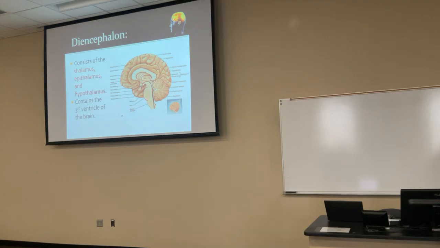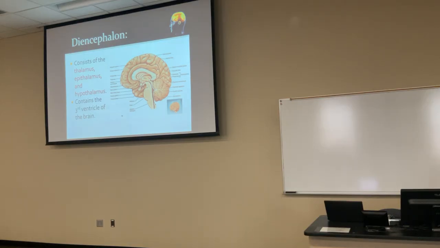Then the next highest center is the diencephalon. As I said 2 weeks ago, the diencephalon is made up of 3 parts. The roof of the diencephalon is called the epithalamus, and that terminates posteriorly as a pineal gland, which secretes the hormone melatonin, which is involved in the regulation of sleep. Then the lateral walls right here, over here, right here, this portion is called the thalamus.